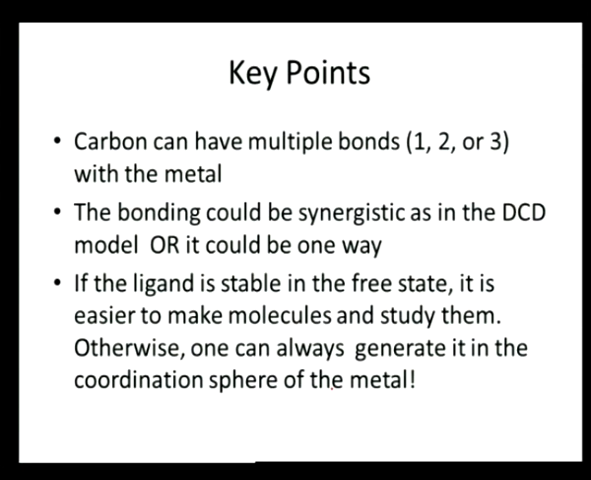Carbon can have multiple bonds between the carbon and the metal, and we can have synergistic interaction between the metal, so that you can have a give and take which stabilizes the metal carbene complex. And if the ligand can be made in a stable form, then it is easier to make these molecules and study them in the coordination sphere of the metal. So, metal carbene complexes and metal carbyne complexes have been extensively studied and are very useful species in organometallic chemistry.